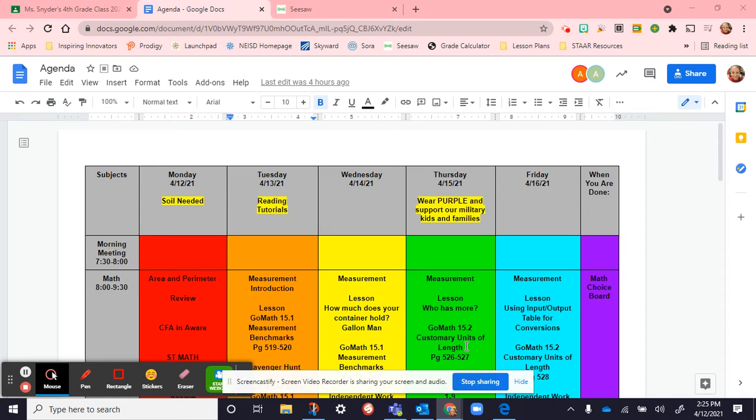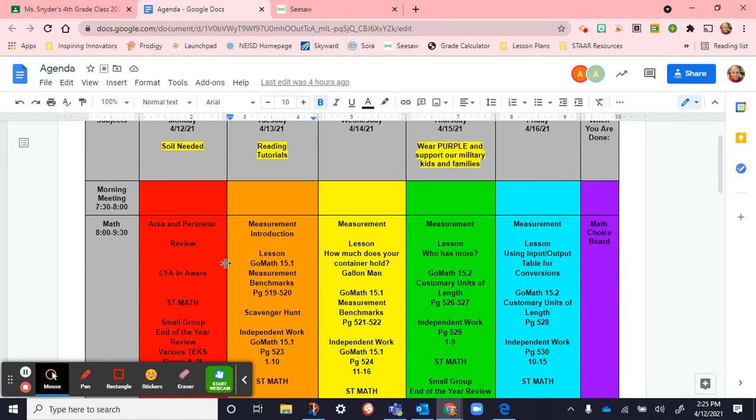Hello, guys. Today we started off our Monday finishing up area and perimeter, and we did a little checkpoint in Aware with our CFA, and the CFA is 4.5D, so make sure you get that completed.